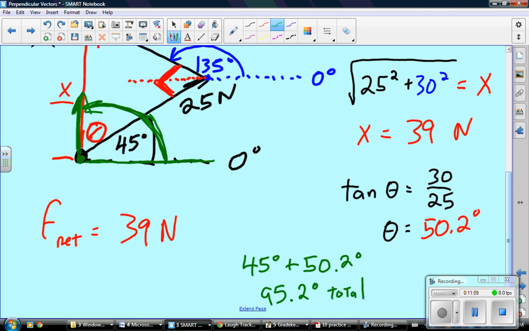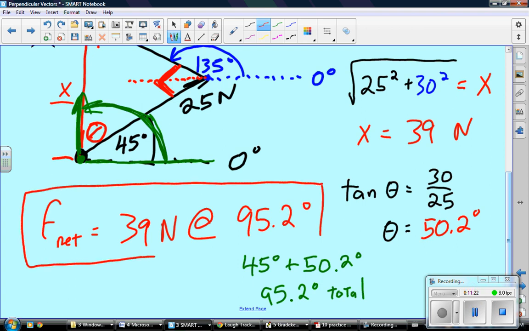So our F net is 39 newtons at 95.2 degrees. That is my direction. There's no north, south, east, west here. This is just taking you and saying, how far do you need to turn? With north, south, east, west, you have those 4 quadrants, and you use north, south, east, west to give you a direction.